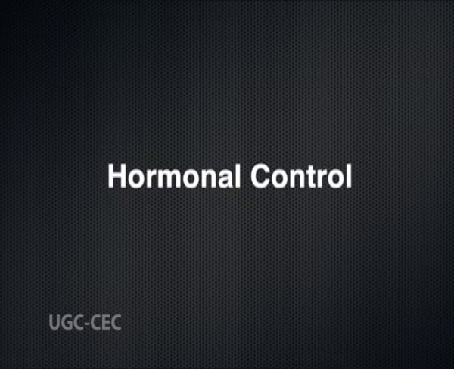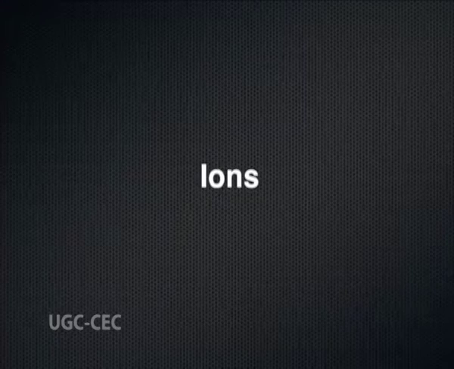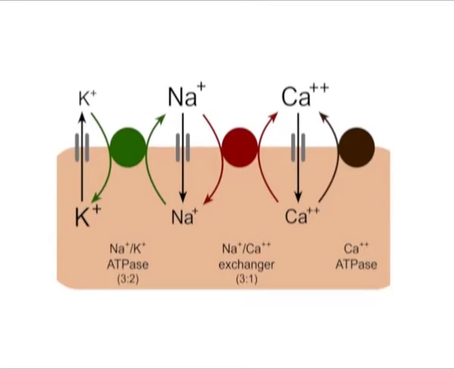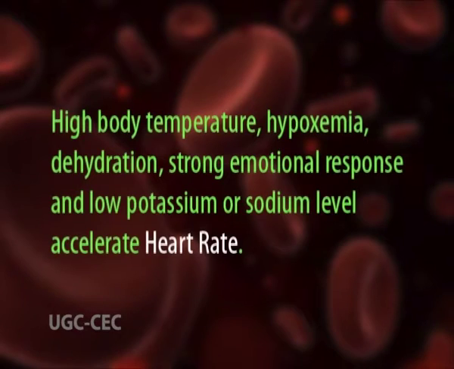Hormonal control. Hormones like adrenaline and noradrenaline secreted by the adrenal gland increase the activities of the heart. Ions. Ions like potassium and calcium also influence heart rate. High body temperature, hypoxemia, dehydration, strong emotional response, and low potassium or sodium level accelerate heart rate, while cold, relaxation, and metabolic factors decrease it.